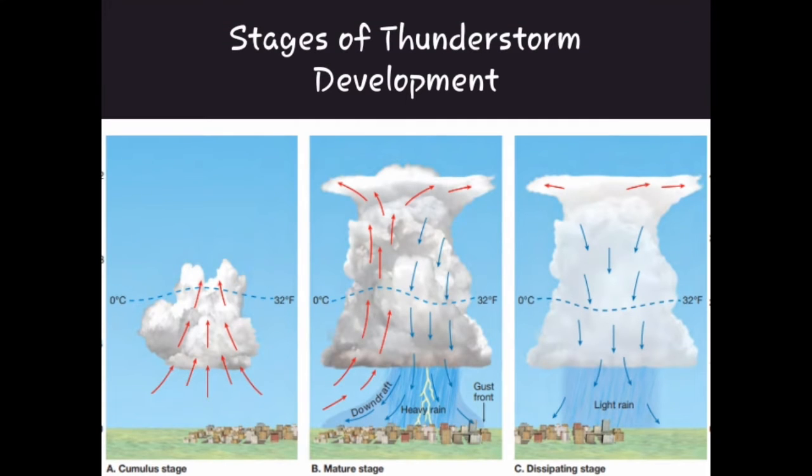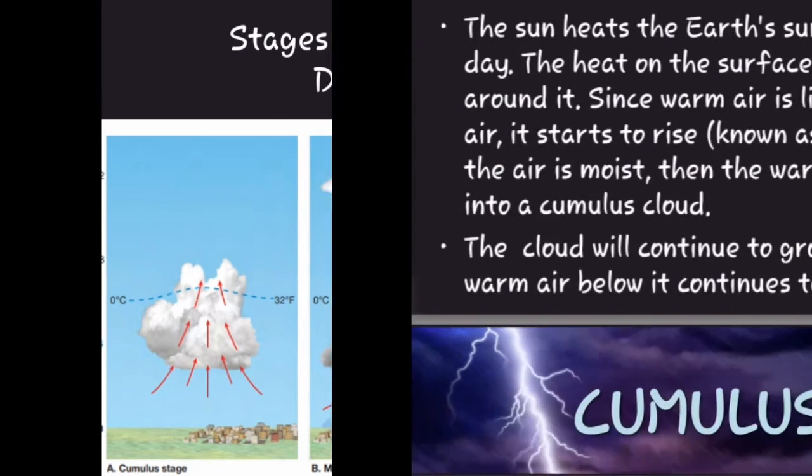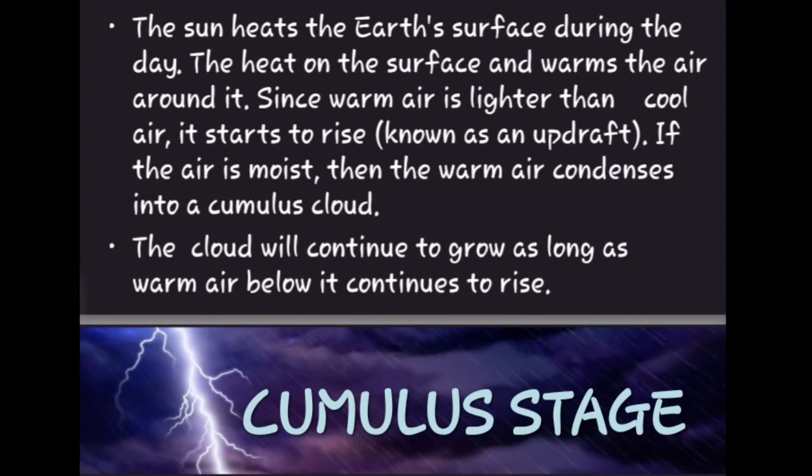There are also stages of thunderstorm development. These are the cumulus stage, mature stage, and dissipating stage. So let's talk first about the cumulus stage. The sun heats the Earth's surface during the day. The heat from the surface warms the air around it. Since warm air is lighter than cool air, it starts to rise, known as an updraft. If the air is moist, then the warm air condenses into cumulus cloud. The cloud will continue to grow as long as the warm air below it continues to rise.